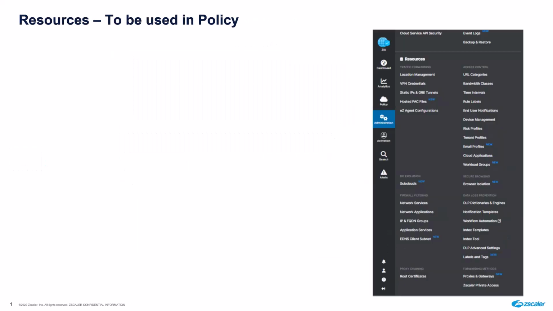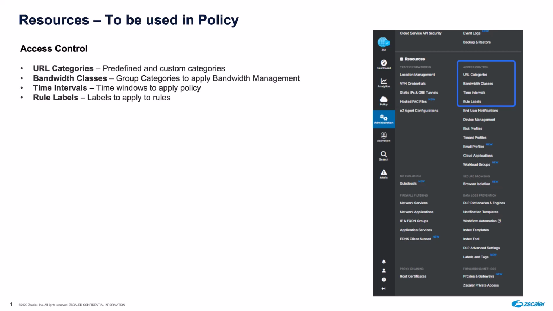There are multiple resources that we should consider that need to be used in policy. Some of these are already predefined, but within the access control module you may look at things like URL categories, where you can define custom categories or override existing categories. If you're going to do bandwidth management, then you're going to look at bandwidth classes, where you're going to map categories to classes and apply those within your bandwidth management policy. You may also define time intervals for policy to apply. So a time interval might be Monday to Friday, 9 to 5, where you might have a more restrictive policy.